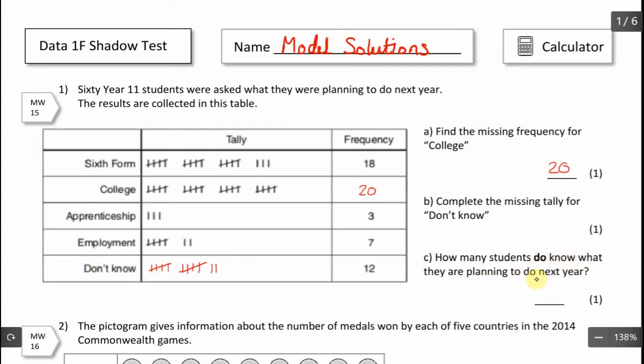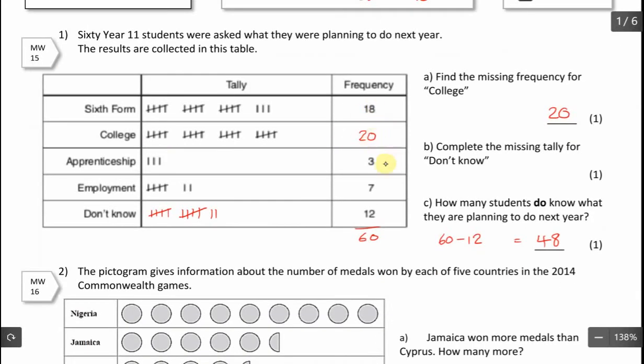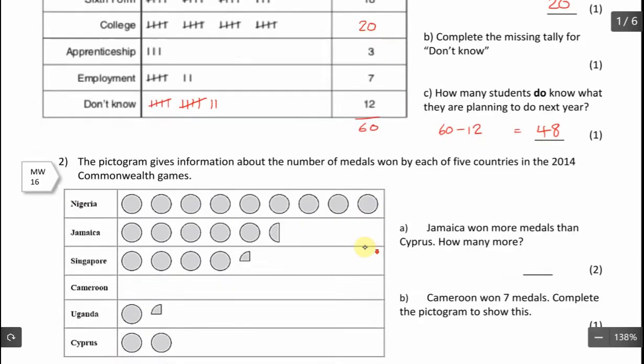How many students do know what they're planning to do next year? That's just excluding the ones who don't know. We already know from the question that they add up to 60. We don't need to add all these up. So we just do 60, take away the 12 who don't know, and that leaves 48 who do know. Okay, well we could have added up the other 4 rows in the table.